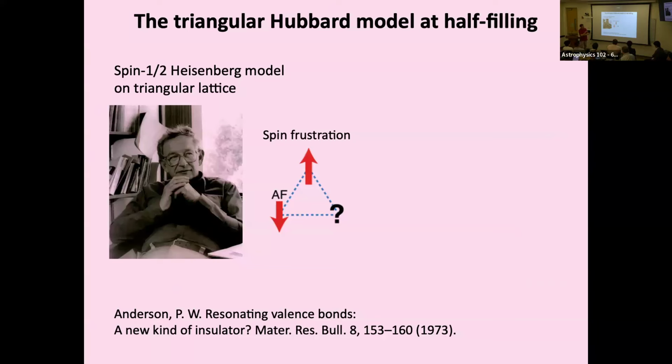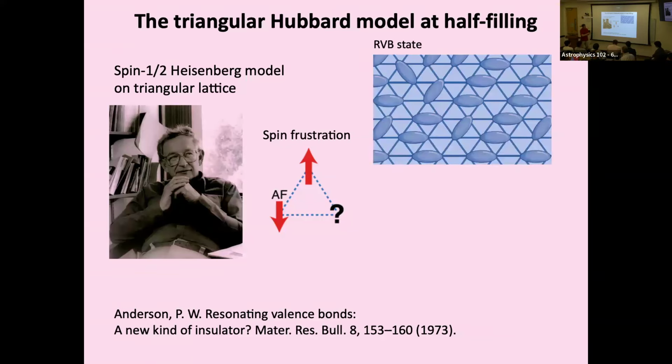And the interesting thing about the triangular lattice is, of course, the phenomenon of frustration. If you go in a plaquette and you put a spin up and a spin down, well, those are antiferromagnetic, those are happy, but then what do I do with the third spin? And what Phil suggested at the time was maybe you should pair up those spins in a singlet and then cover the entire lattice with these singlet bonds. But there's no reason to choose a particular configuration, so maybe you just form a superposition of all the possible coverings. It's a pretty complicated state. You call it the resonating valence bond state.